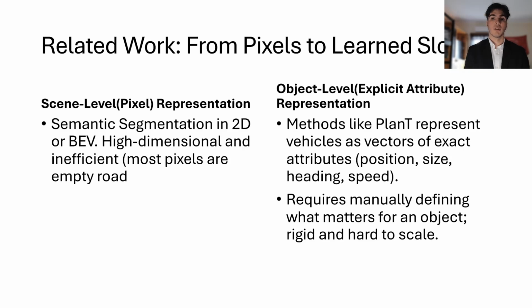Second, we have object-level representation, using explicit attributes. The state-of-the-art here is a method called PlanT. PlanT discards pixels and represents cars as vectors of exact number, position, size, heading, and speed. While efficient, PlanT is rigid. You have to manually define what an object is and exactly which attributes matter. CarFormer argues that learning these attributes is better than defining them.